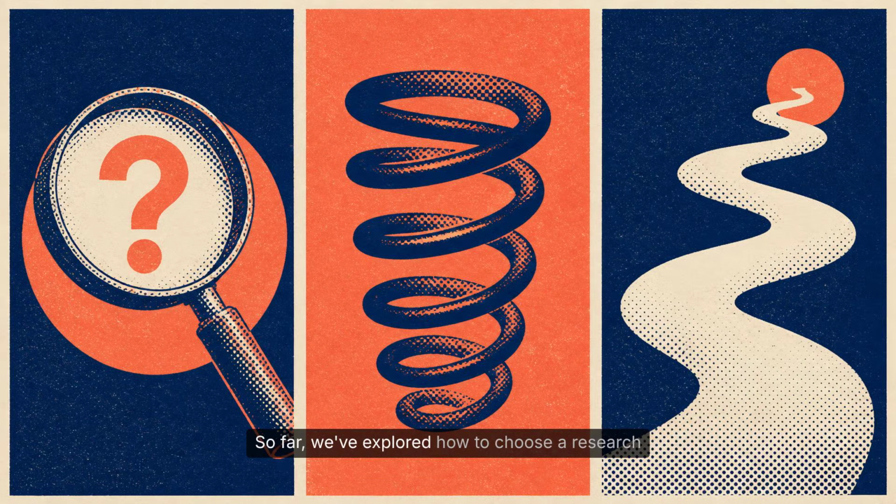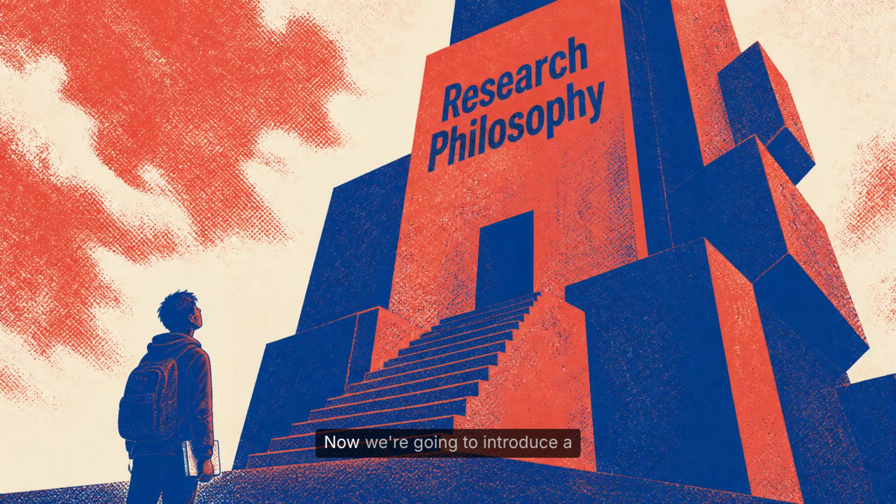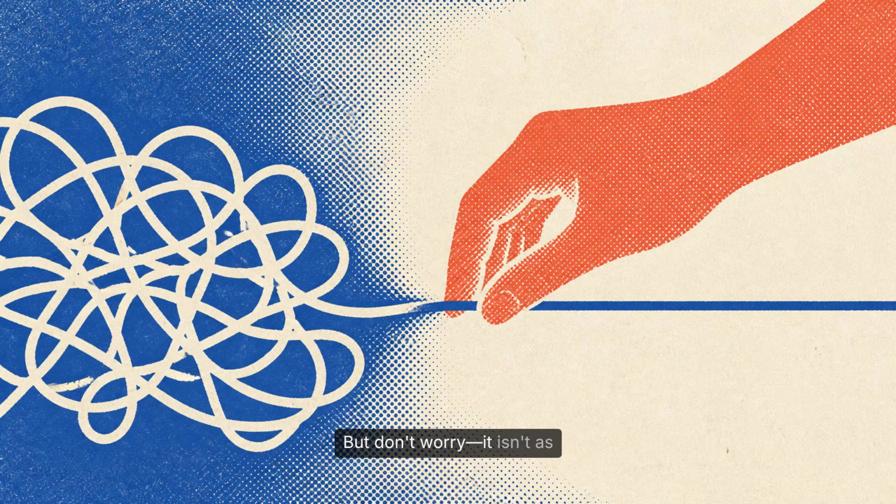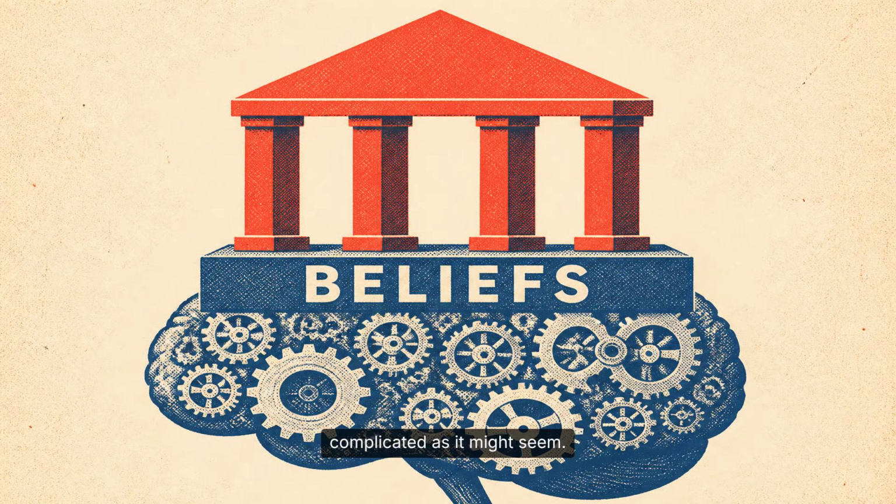So far, we've explored how to choose a research topic, develop a research question, and understand the overall research process. Now we're going to introduce a topic that many students find intimidating: research philosophy. At first, the word philosophy can sound abstract or overly academic, but don't worry, it isn't as complicated as it might seem. Research philosophy is simply about the beliefs that underpin your research.